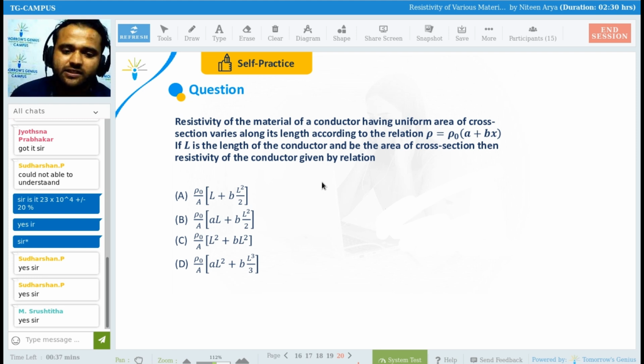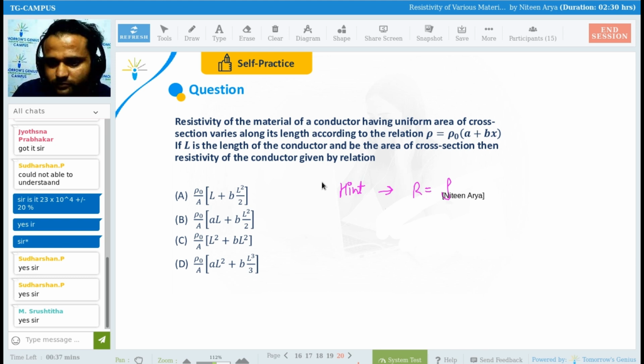Tell me which is A, B, C, D. Okay, I give you one hint. The resistance R equals rho L by A, right? So instead of rho, simply we have A plus X.